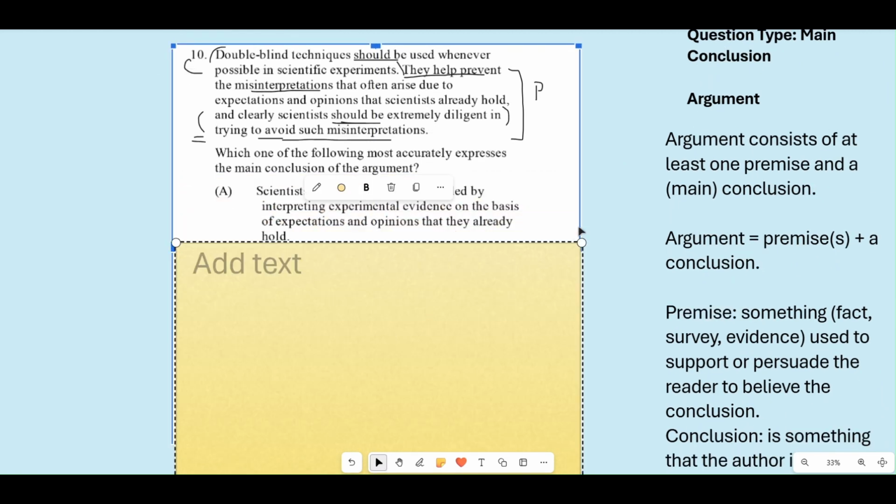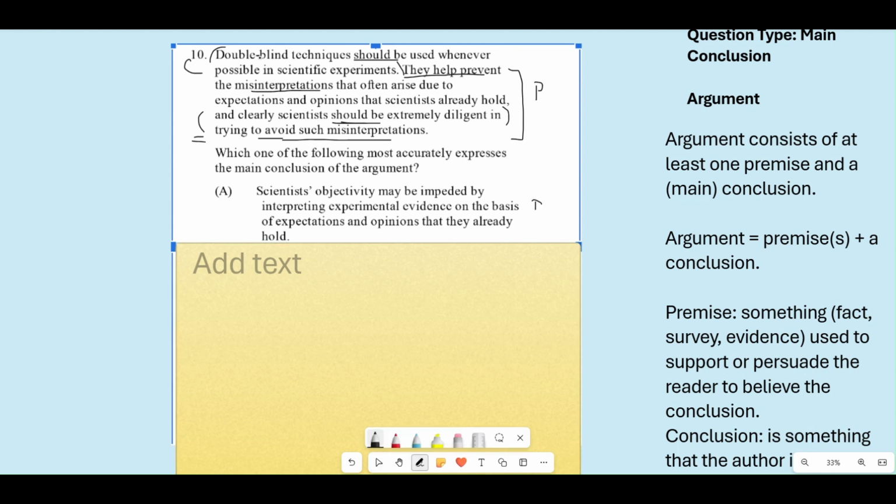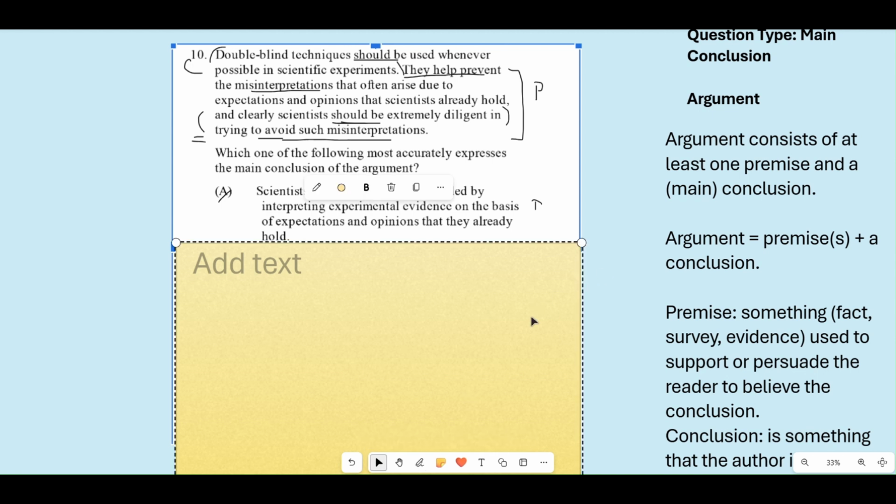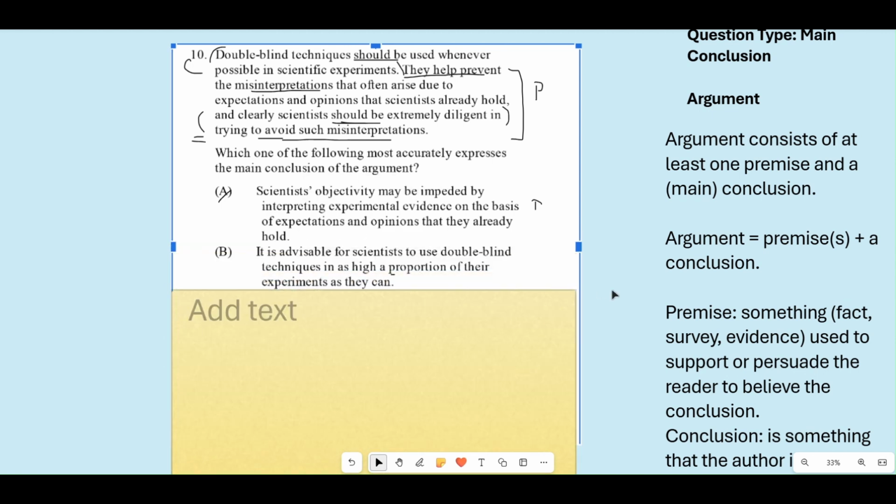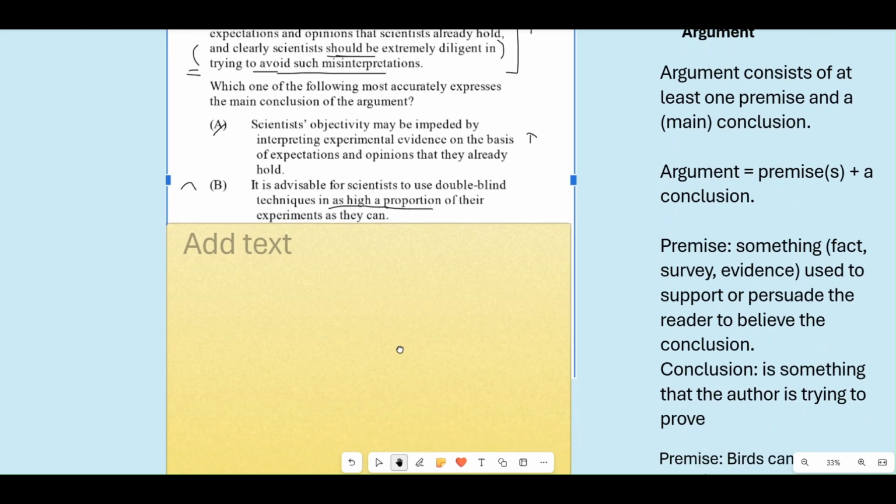So we can start with A. Scientists' objectivity may be impeded by interpreting experimental evidence on the basis of expectations. That seems like a premise that is used to support the conclusion up here, so this is not right. B: It is advisable for scientists to use double-blind techniques in as high a proportion of their experiments as they can. Well, this seems pretty good. This is saying that double-blind techniques should be used whenever possible. "In as high a proportion" mirrors the "whenever possible" language up here. So this seems reasonable. This is really what the author is trying to get at, that they should be used as often as possible, or in the highest proportion possible. Essentially the same thing.